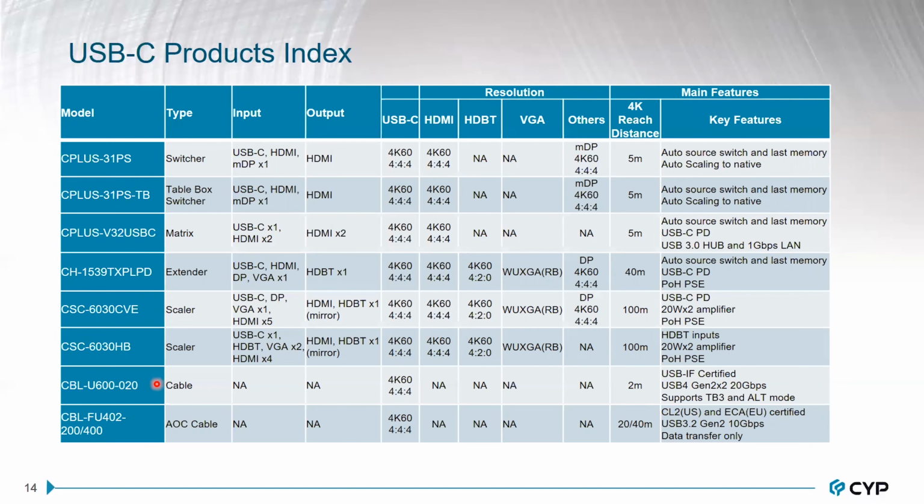The USB-C cables are certified cables. The copper cable supports 20 gigabits data transfer rate, while the AOC cable supports up to 10 gigabits data transfer.